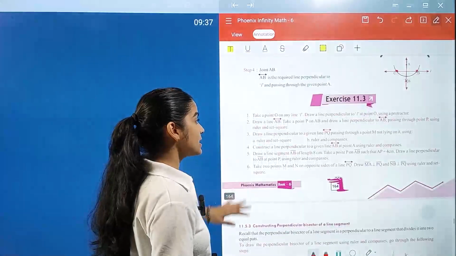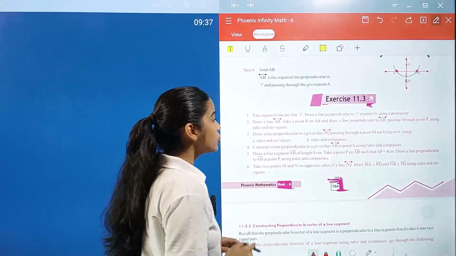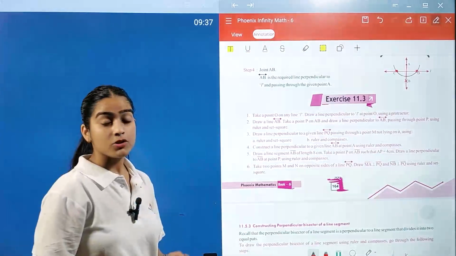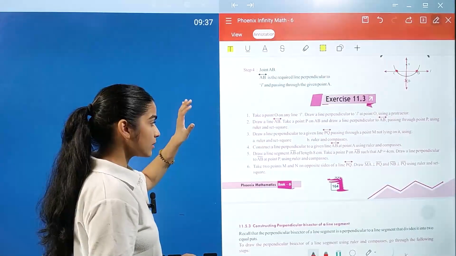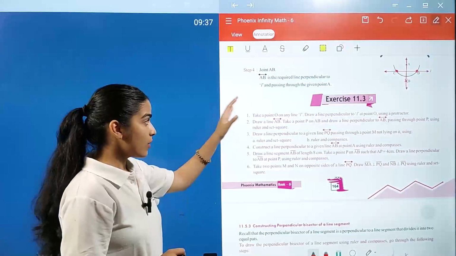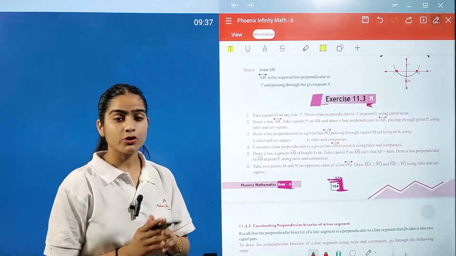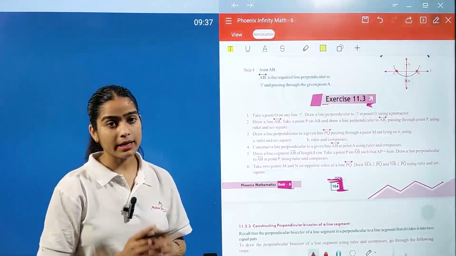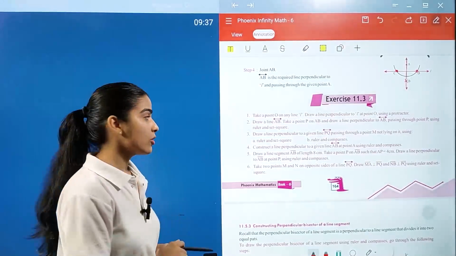Now we have exercise 11.3. Take a point O on any line L. Draw a line perpendicular to L at point O using a protractor. I have already explained each and every question in exercise 11.3 in your examples. So you have to read these questions, take an idea from your examples, follow those steps, and you can complete your answers.